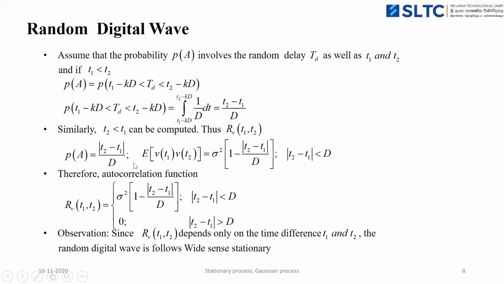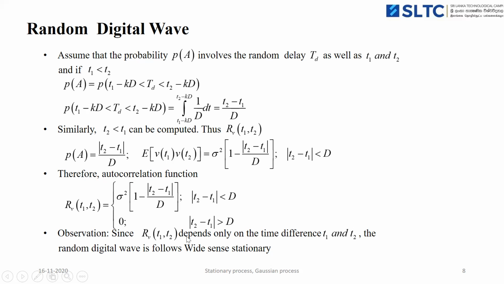Now we can replace that P of A in the autocorrelation function, that is expectation of V of T1 and V of T2, equal to sigma squared of 1 minus, now substituting this way, P of A modulus of T2 minus T1 by D, when T2 minus T1 is less than D. So finally, for random digital waves, when T2 minus T1 is less than D, the autocorrelation function is equal to sigma squared of 1 minus T2 minus T1 by D.